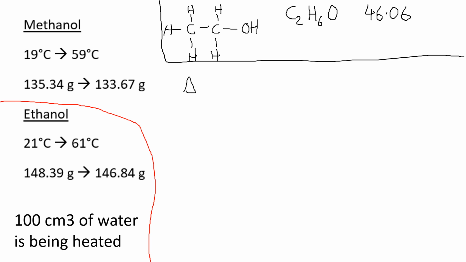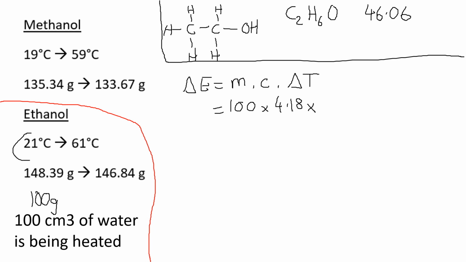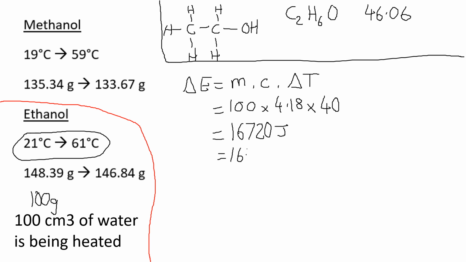Now our formula is delta E equals m dot c dot delta T. So m is the mass of the water, it's 100 centimeters cubed, remember that's 100 grams. Density of water is 1, so it's 100 times 4.18 times delta T. Well, it's gone from 21 to 61, so that's once again a 40-degree rise. And same as before, that's 16,720 joules, which is 16.72 kilojoules.